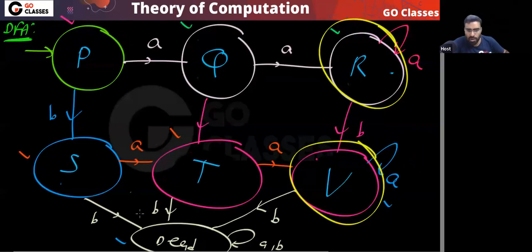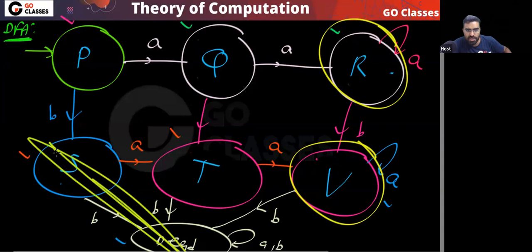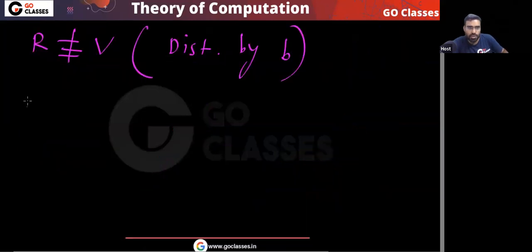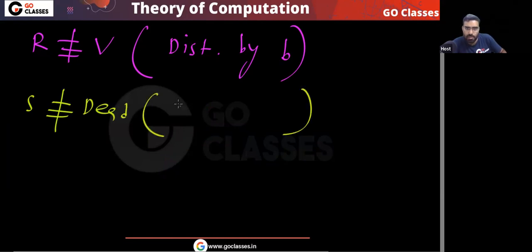string B. Okay. What about, will you compare any state with the dead state? Will you compare? No, there is no need to compare. What is the reason? Tell me, this state S comma dead state, why they are distinguishable? These two states are distinguishable by whom?